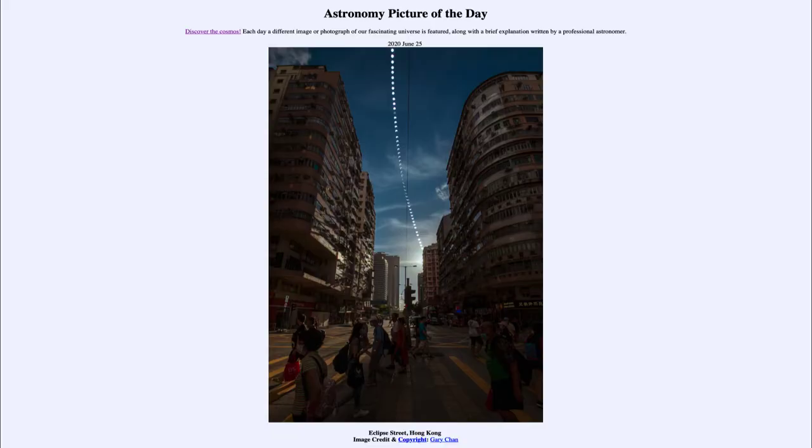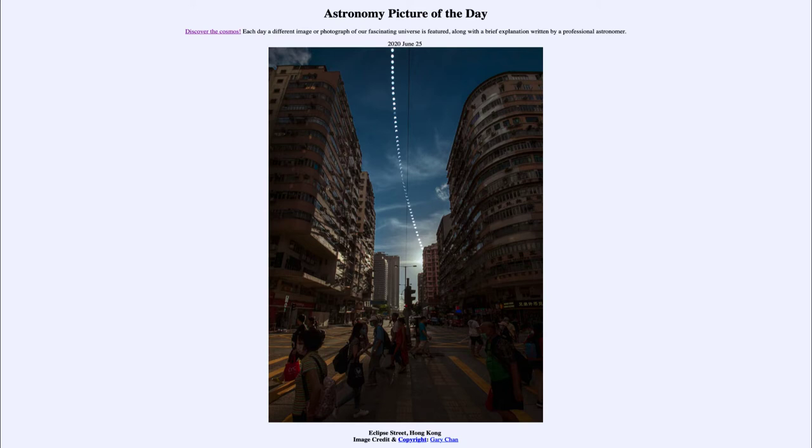One of the things that I like to do in each of my introductory astronomy classes is to begin the class with the astronomy picture of the day from the NASA website that is apod.nasa.gov/apod. And today's picture for June the 25th of 2020 is titled Eclipse Street, Hong Kong. So what do we see here? Well, this is a set of images together of the eclipse that occurred just a few days ago on June the 21st.